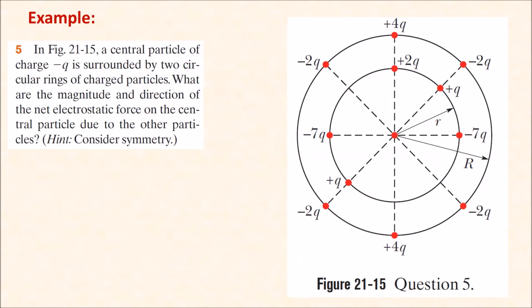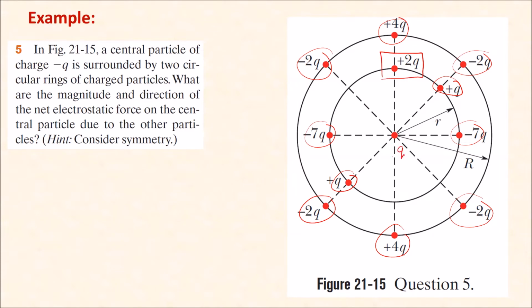Wait, can you repeat the answer again? All of these have symmetry, so they all cancel each other. You see this one with this one cancels. This one cancels with this one. This one cancels with this one. The only one that doesn't cancel is this. And this is charge negative Q.